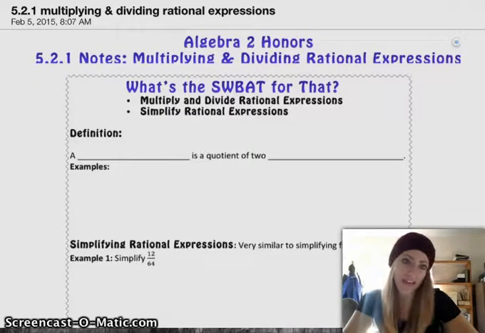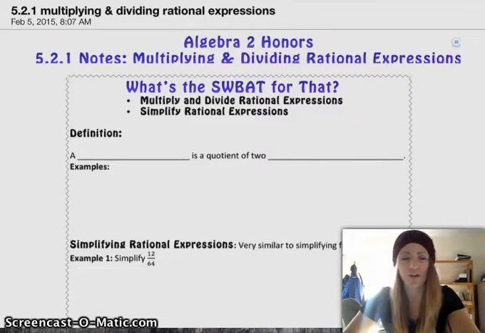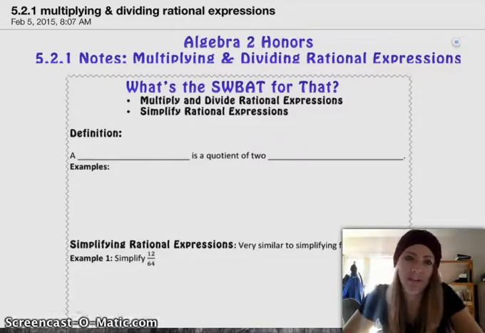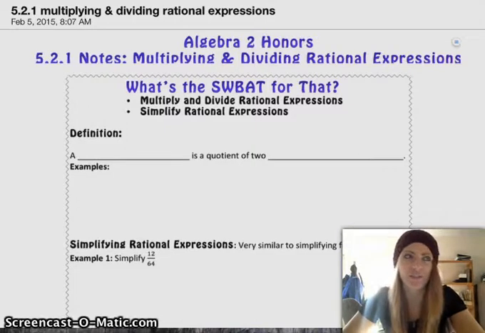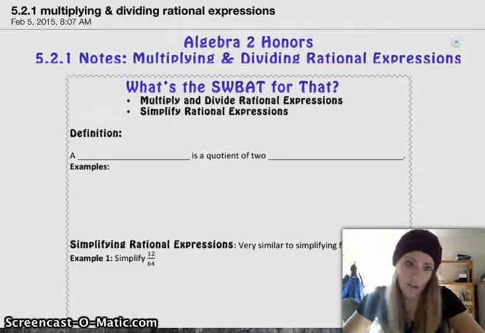So that's our SWABAT. But first, you definitely have to know what a rational expression is before you know how to multiply and divide them. So that's what we're going to do first. And a rational expression, all it is is a quotient or a fraction, same thing, of two different polynomials.